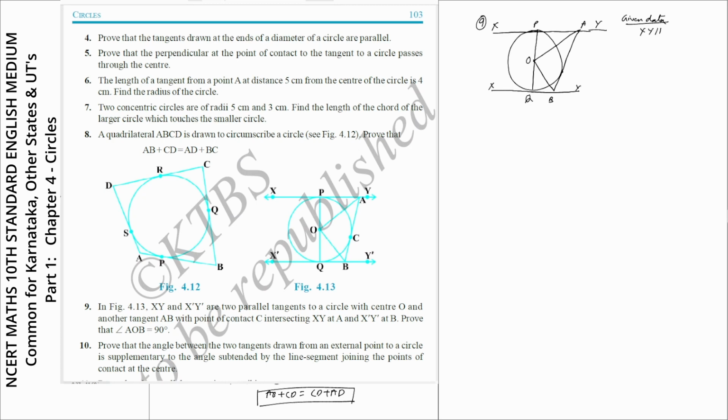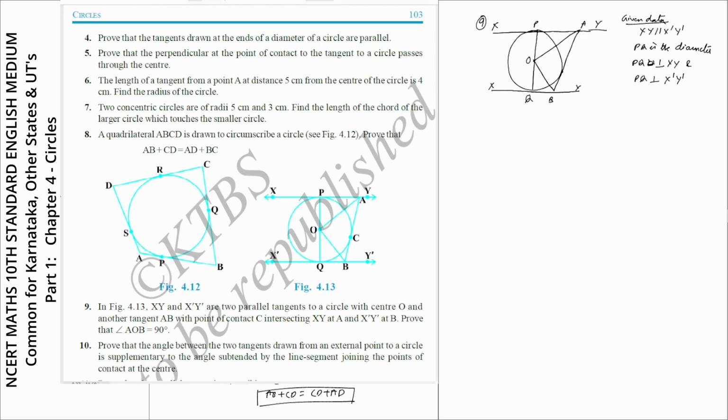xy is parallel to x dash y dash. So OQ and OP will be the radius and PQ will be the diameter. Okay, so PQ is the diameter. Now PQ is perpendicular to xy and also PQ is perpendicular to x dash y dash.